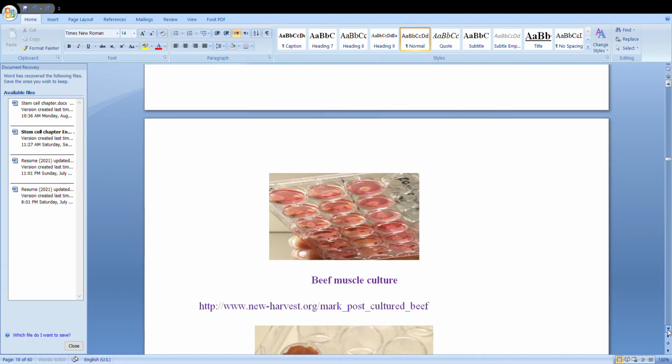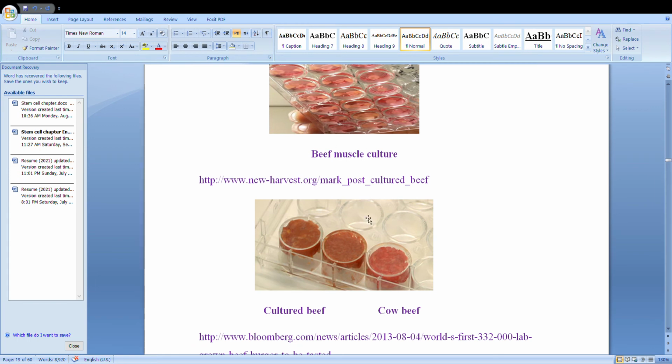This is also beef muscle culture. Then cultured beef and cow beef. This is cow beef and this is cultured beef. Different types of beef.